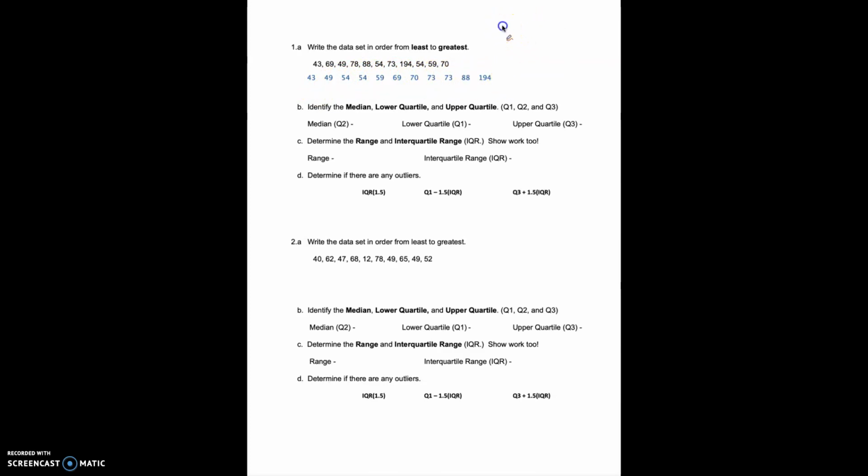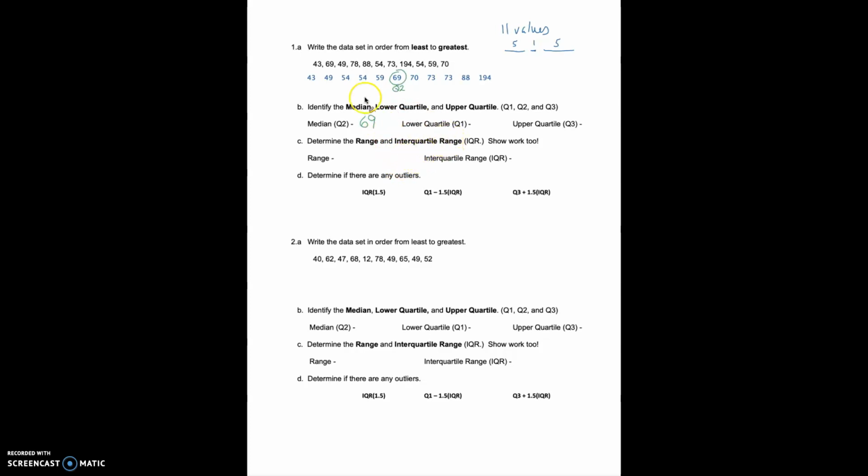So since there's 11 values, there must be 5, a middle one, and then another 5. So I'm going to count the 6th value in. I'm going to use green. So 1, 2, 3, 4, 5, 6. So the median is the value of 69 there. All right, so that's my middle value. I'm going to put Q2 next to it also. So that now separates my data into a bottom half and a larger half.